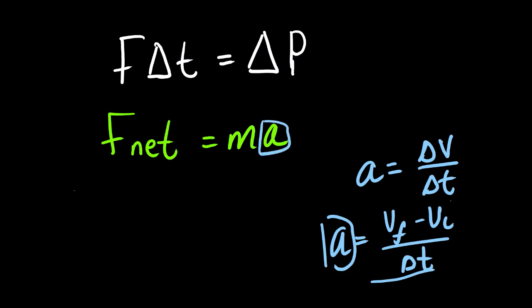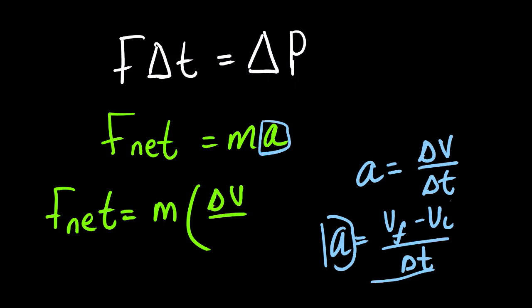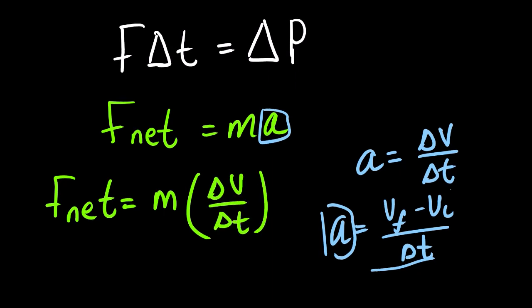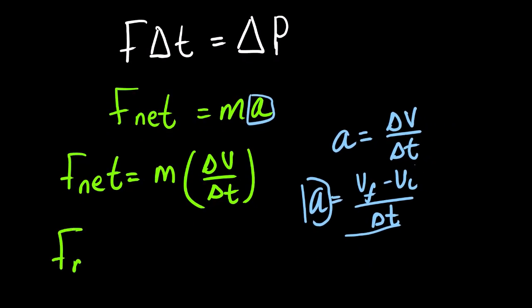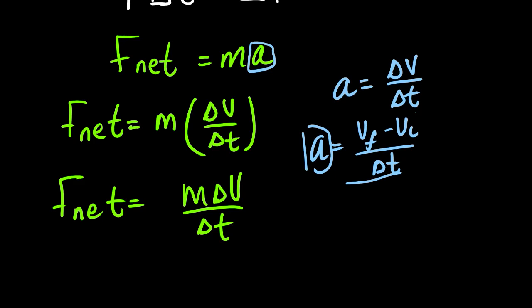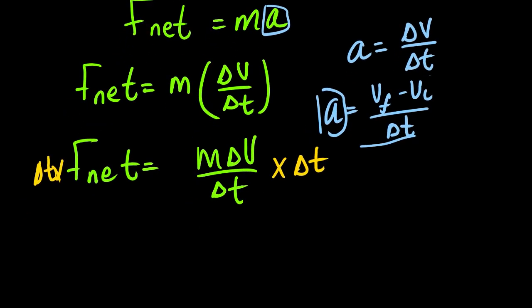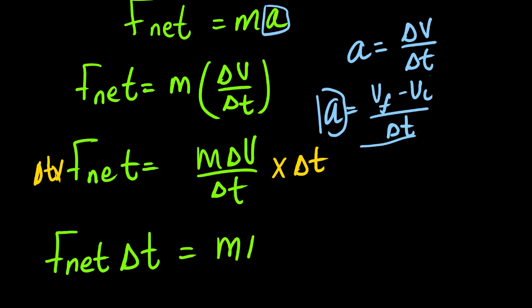So we are going to have F net is equal to m change in V over change in time. Further simplification, we have m change in V over change in time. Then we multiply each and every term by change in time to get rid of the denominator. So F net multiplied by change in time is equal to m change in V.